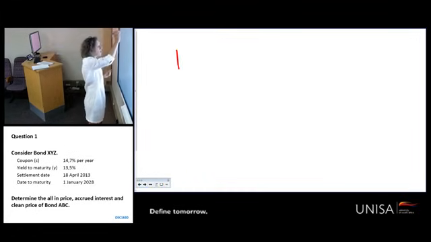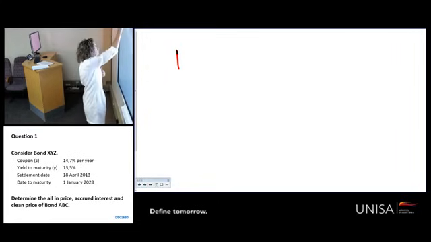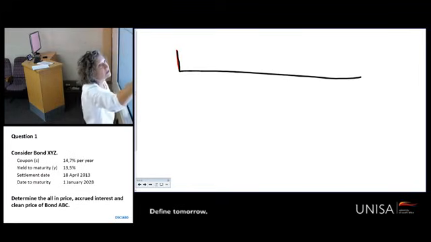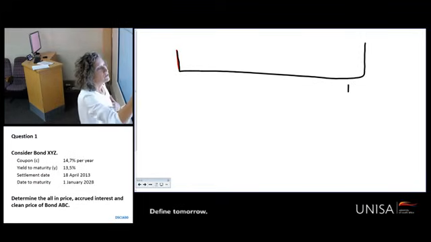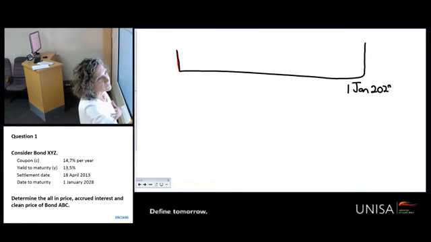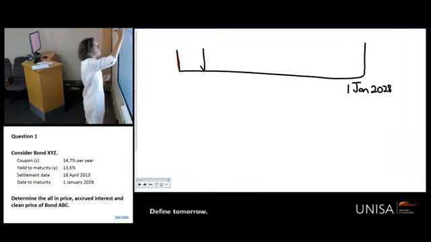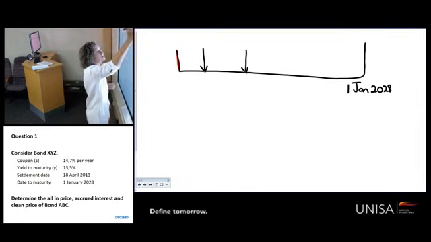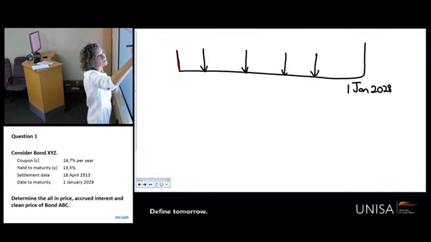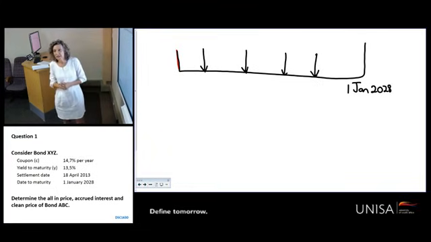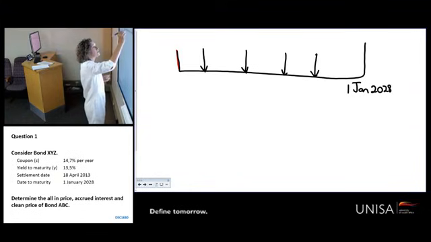So if we draw our line, we've issued it somewhere along the line, and here's our maturity, the 1st of January 2028. Right? We've got that. We know in between there's coupons. We'll do that just now. Right, that's our first. Our settlement date is 18 April 2013.